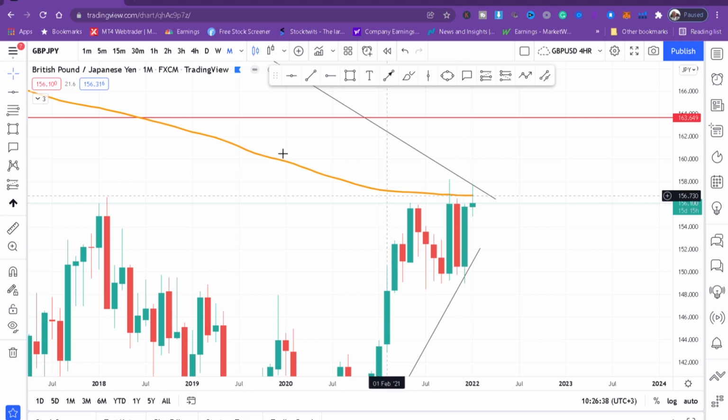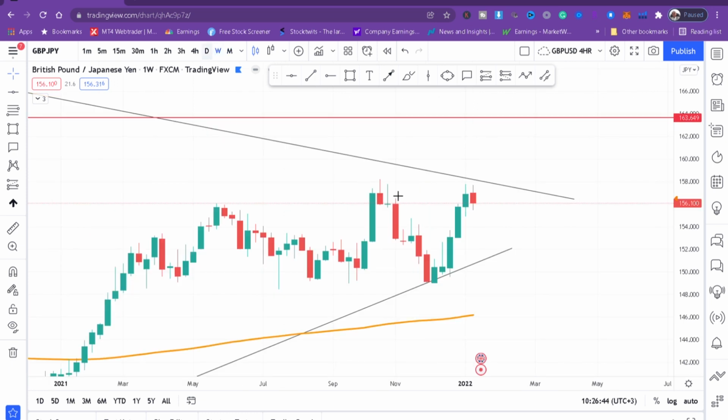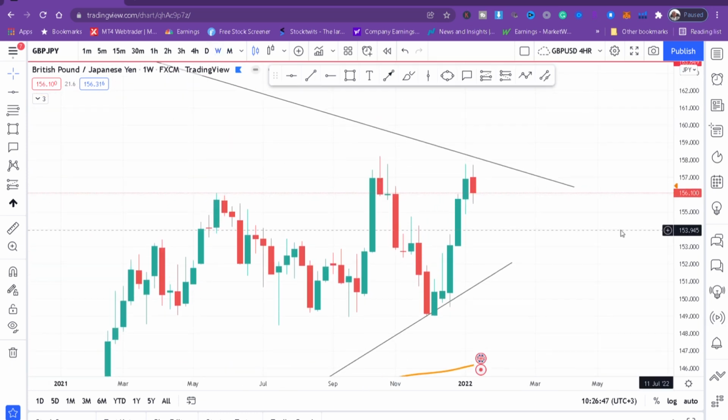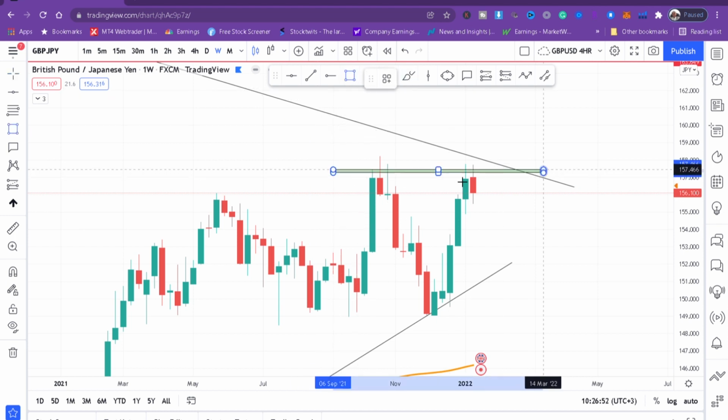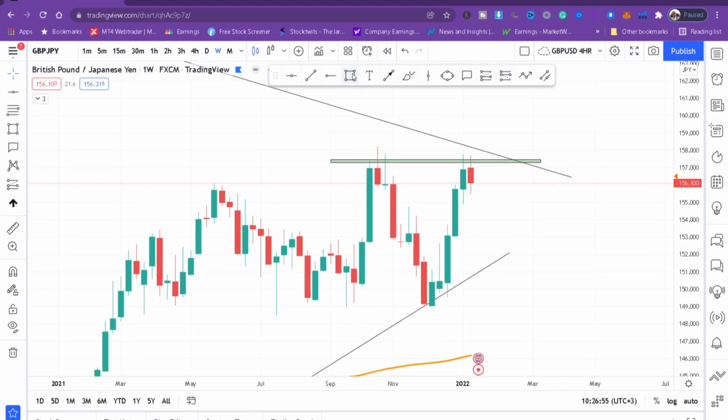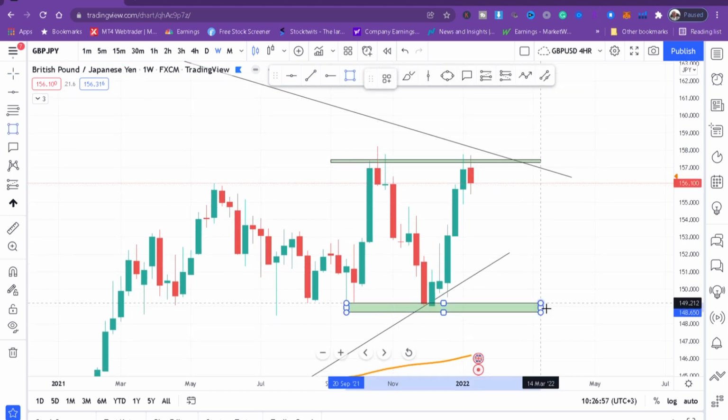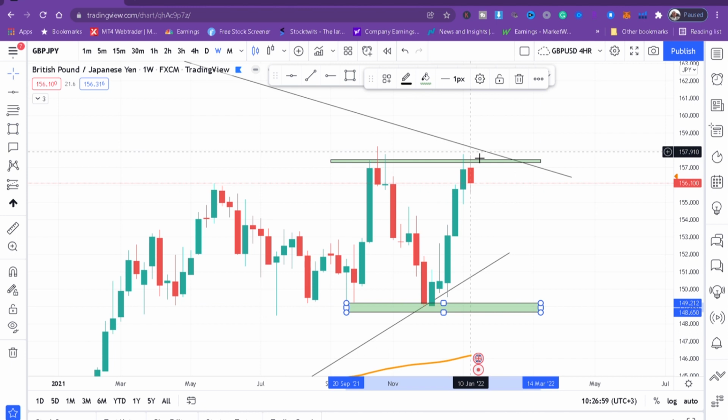Guys, I hope you have understood what I've said. On weekly, you will see a double top. You will see that double top. And those who trade weekly will see this is my double top. So that's my first top, my second top. This is my neckline. The market will drop. It is on the trend line. So they will show you all the possibility of this market to drop.